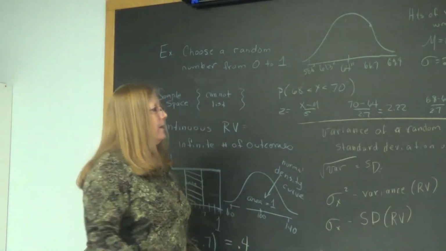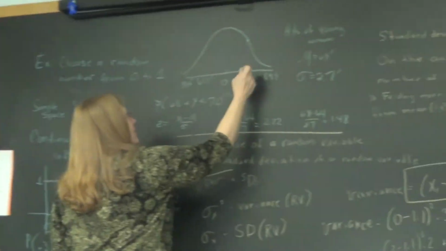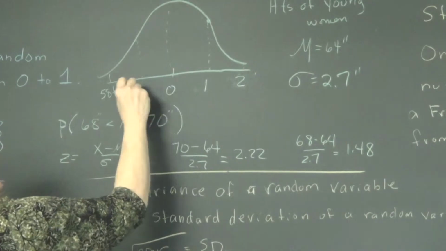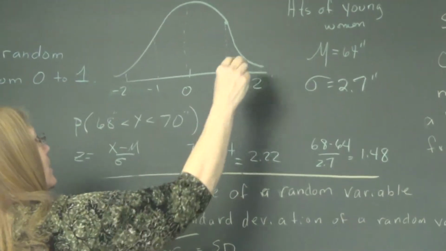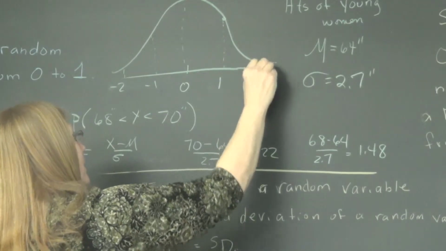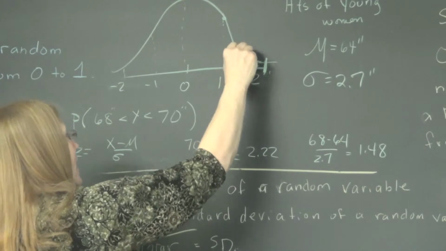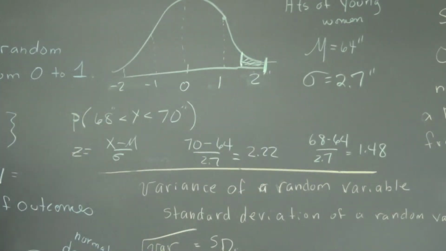And if you recall, the z-score takes all this and changes this to 0, this to 1, this to 2. It standardizes everything. So I'm looking at 2.2, so that's pretty high up here. And I'm looking at 1.48, which is about here. So I'm interested in the area under the curve right there.